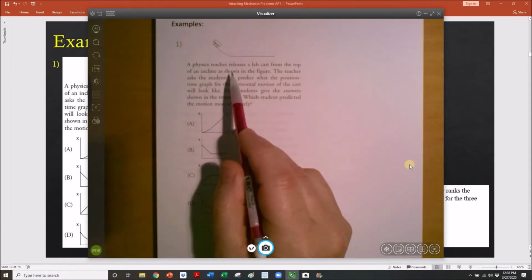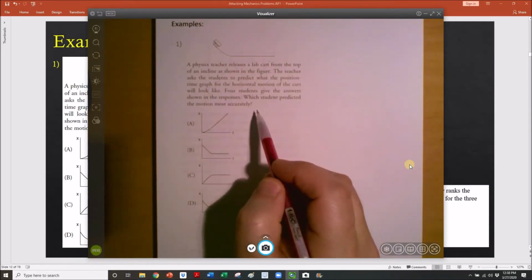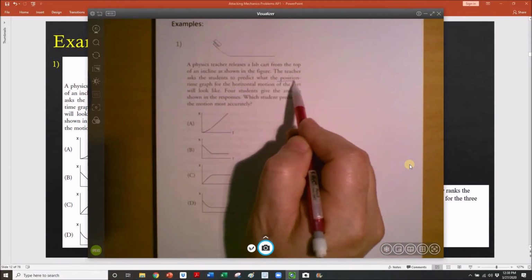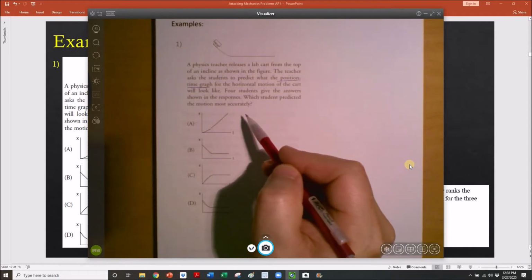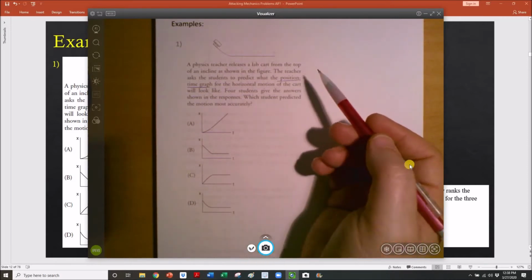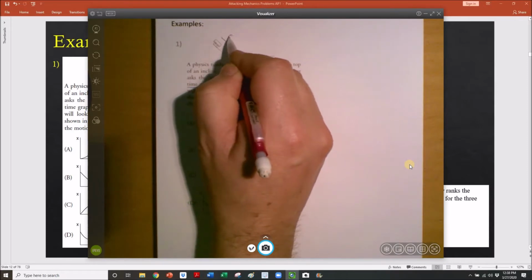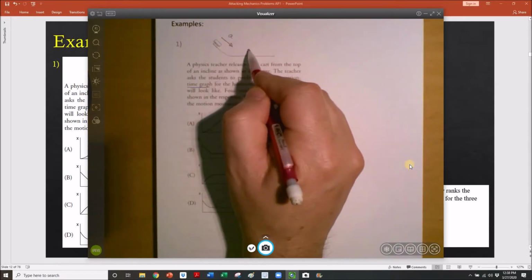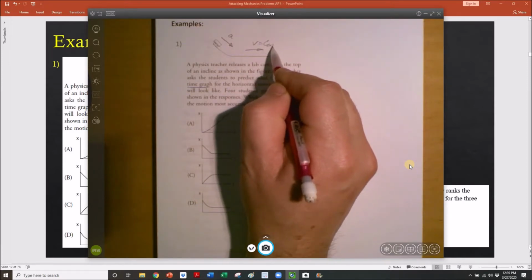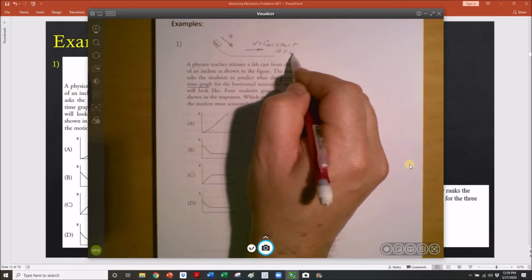So if we look at this particular problem, we got a lab cart that's rolling down, and we are having a motion detector give us the position and time graph. Okay, that's very important so that we know what kind of graph we're expected to get. Now let's take a look at the motion we're going to get. Up here, this object is on an incline, so it should be accelerating down the incline, and then once it gets here, the velocity should equal a constant, which means that the acceleration is 0.